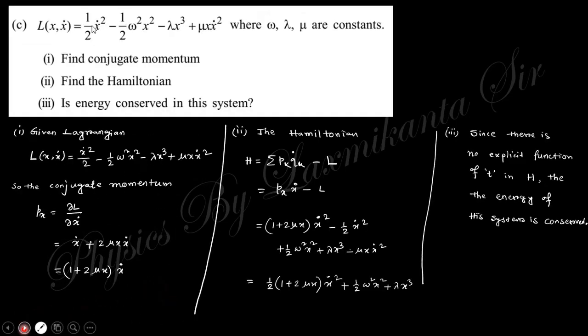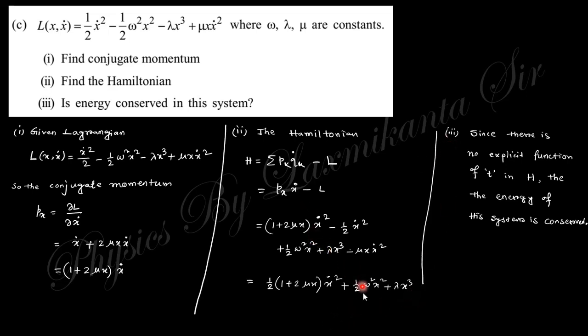Next question. The Lagrangian is given. You need to find the conjugate momentum, the Hamiltonian, and whether the energy is conserved in this system. So the Lagrangian is here. The corresponding conjugate momentum is nothing but del L del x dot. If you take the derivative with respect to x dot, you will get this relation, and the Hamiltonian is equal to like that.